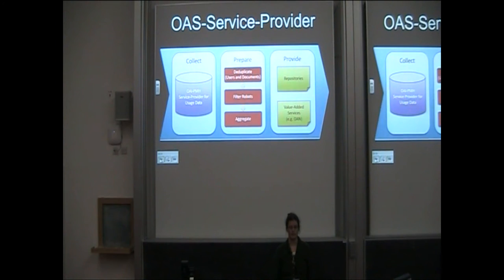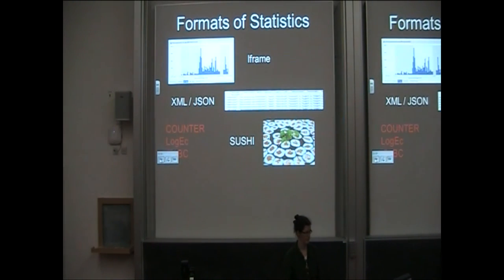The central OAS service provider collects the data via OAI and prepares them. It deduplicates hits, filters robots, and aggregates the hits on a daily basis. The calculated statistics are provided for the repositories who may present them to authors or readers. At the moment, we offer either raw data represented in XML or JSON, or usage data graphs, which may be integrated by an iframe into a repository. We plan to implement a SUSHI interface as well. Besides COUNTER, we want to offer the standards LogEc and IFABC.